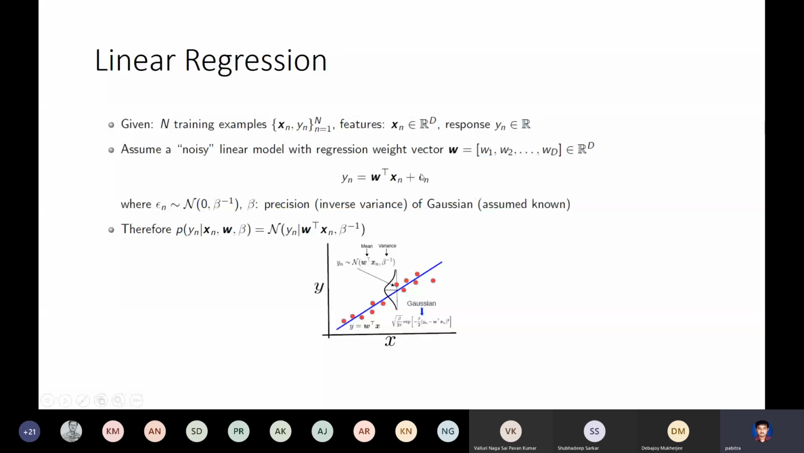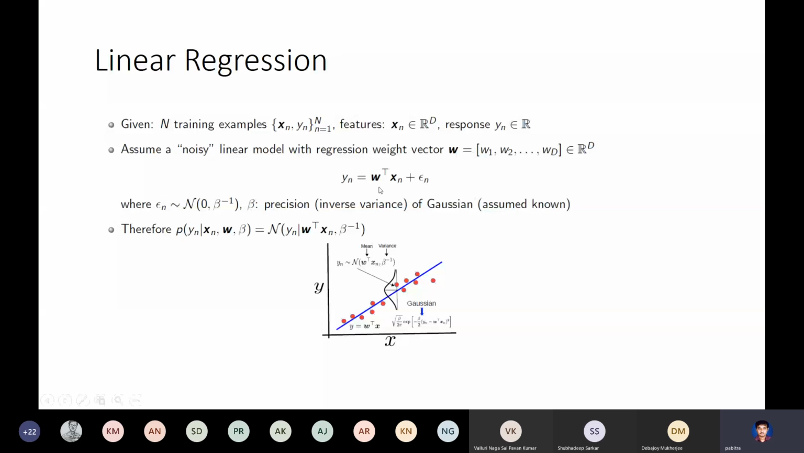So yn is a random variable because it has a non-random part plus a random part. The random part is only epsilon and this part is non-random. Maybe you can try to visualize, think of it a little bit. Since epsilon is normal, yn will also be normal, because yn is just epsilon plus some constant.